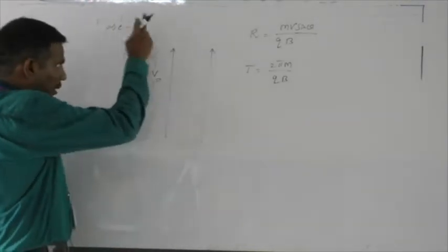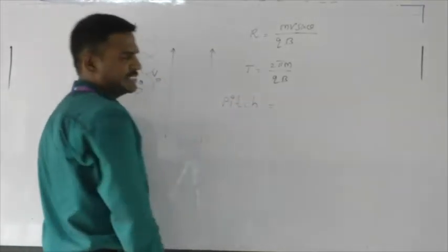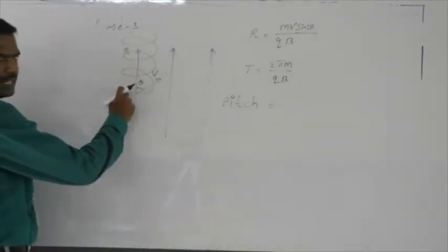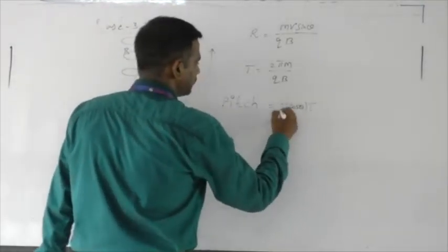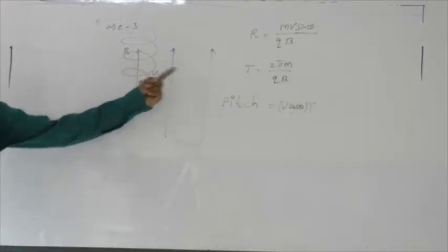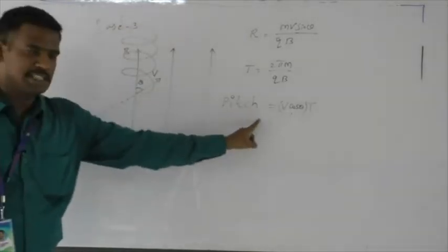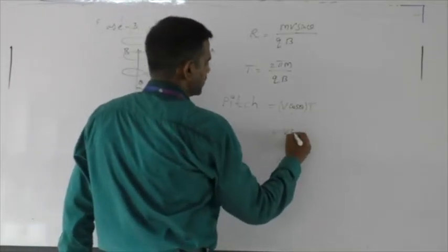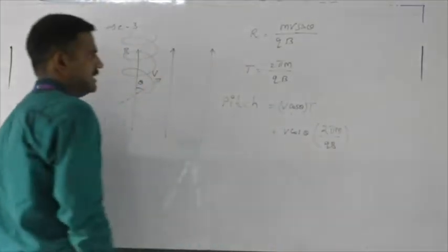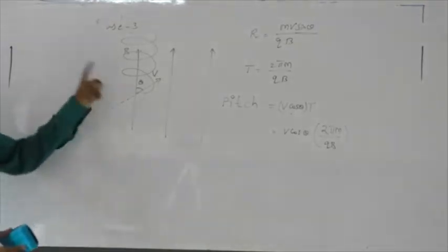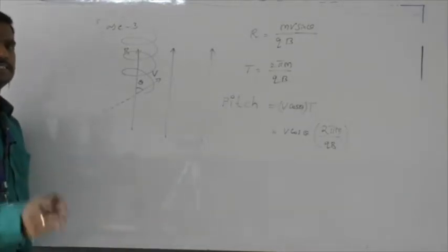Now regarding this helical path we have to define one important term, that is pitch. What is the meaning of pitch? Pitch is nothing but the distance traveled by the charged particle in the time of one revolution with a velocity v cos theta. With a velocity v cos theta, in the time of one revolution, how far it has gone up, that is called the pitch. So pitch equals v cos theta multiplied by 2 pi m divided by qB. This is defined as the pitch of a helical path. This is briefly the motion of a charged particle inside the magnetic field.